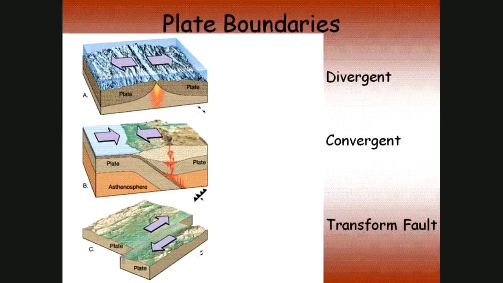There are three basic types of plate boundaries. As you recall, there are divergent boundaries where they are moving apart, convergent boundaries where they are moving together and colliding, and transform fault boundaries where they are moving in opposite directions, but not toward each other, but rather by each other. Okay?